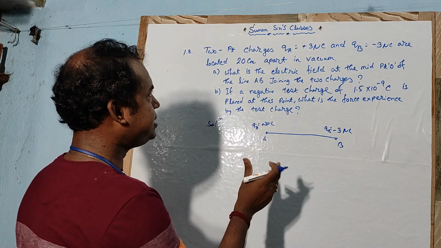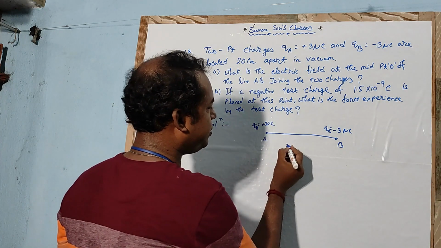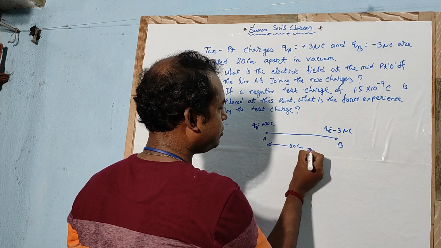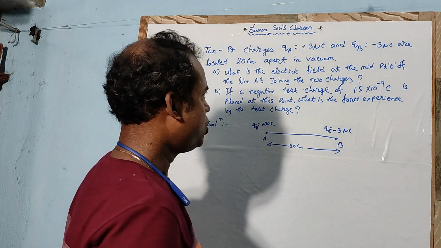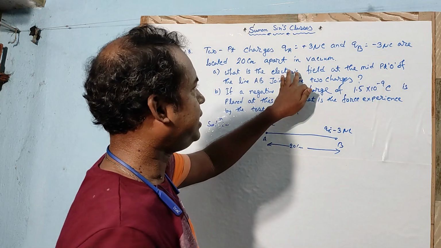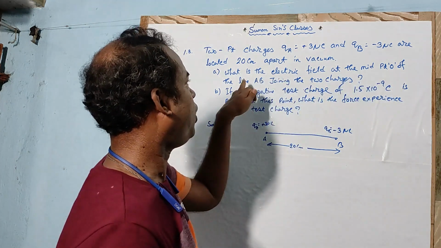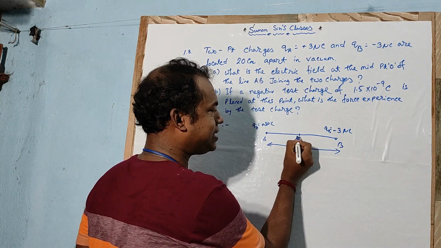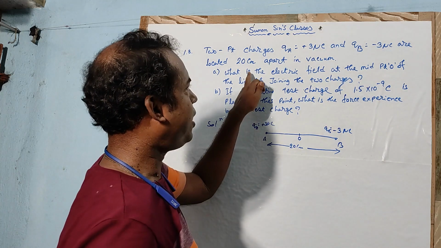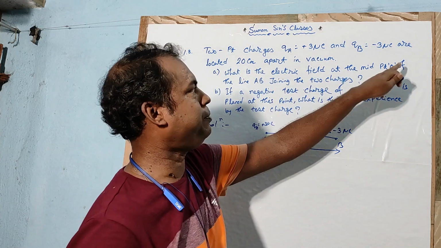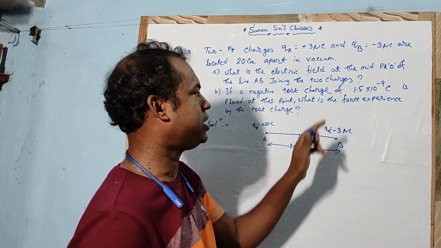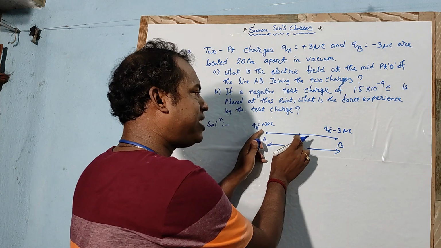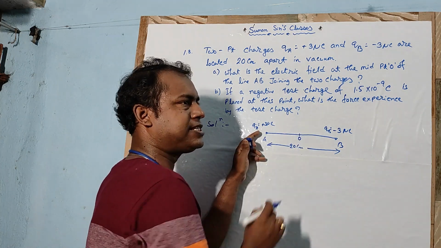What is the distance between them? The distance between them is 20 centimeter, that is AB equals 20 centimeter. It is given in this case. First, what is the electric field at the midpoint O of the line AB joining the two charges? According to the question, we consider the midpoint is at the point O. We want to find out the electric field at this point.